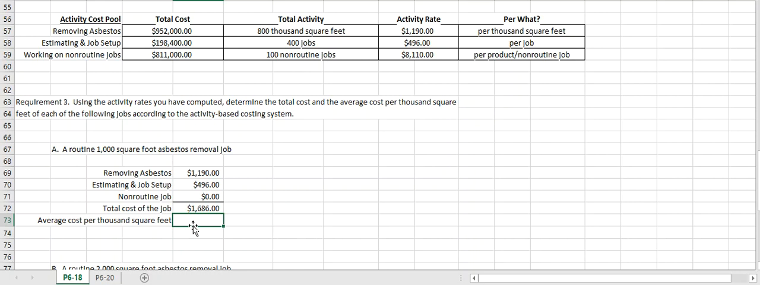And the average cost per square feet is still $1,686. And let me tell you why. It's $1,686 per 1,000 square feet. The 1,000 square feet is for estimating a job setup, that's the amount per job. So we've got 1 unit of that. Removing asbestos, that already is an amount per 1,000 square feet. So the amount per square feet divided by the 1 unit of 1,000 square feet is still 1,686.